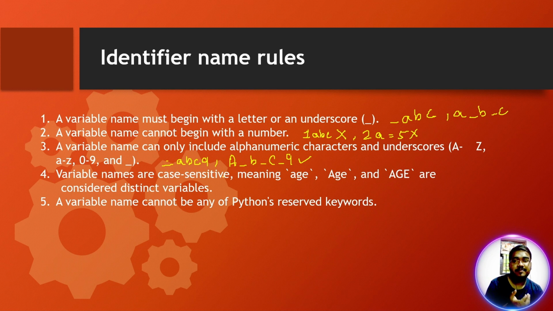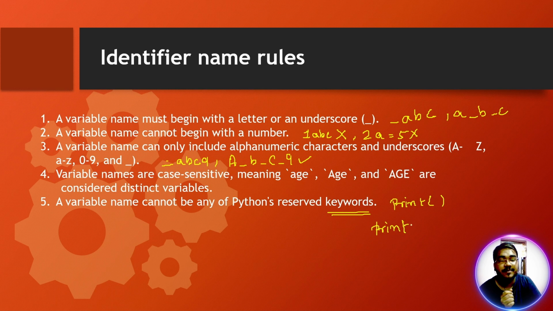The fourth point is that variable names are case sensitive, which I have already discussed with you. And the fifth point is that a variable name cannot be any Python reserved keyword. Python has some keywords. Keywords are those words which are reserved in Python. For example, we use the print function for printing statements, so we cannot take it as a variable like print equal to 5. No, we can't do that. Why? Because print is a keyword and has separate work in Python. So we cannot use a reserved keyword as a variable name.